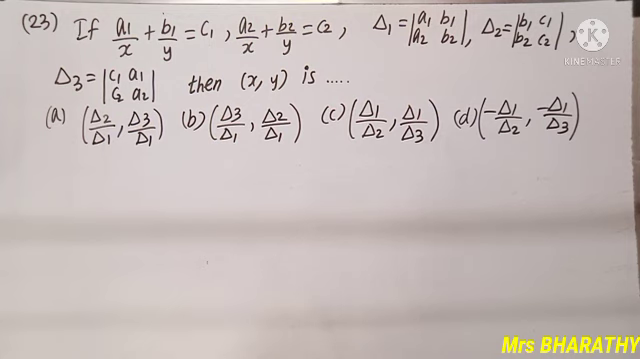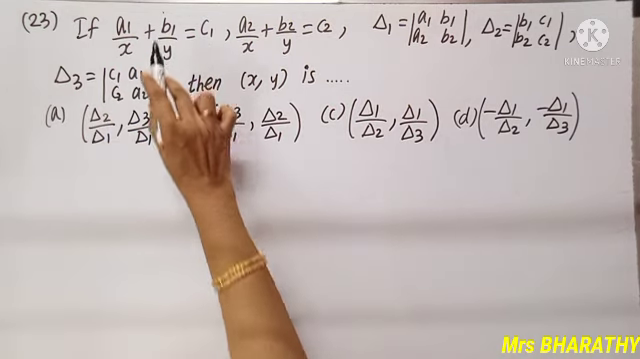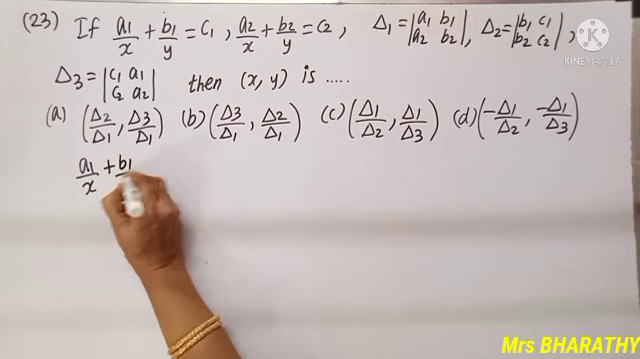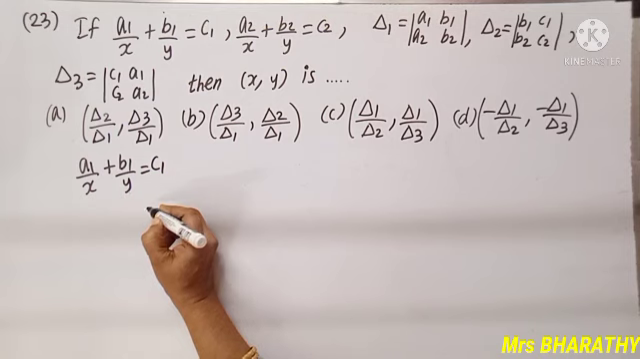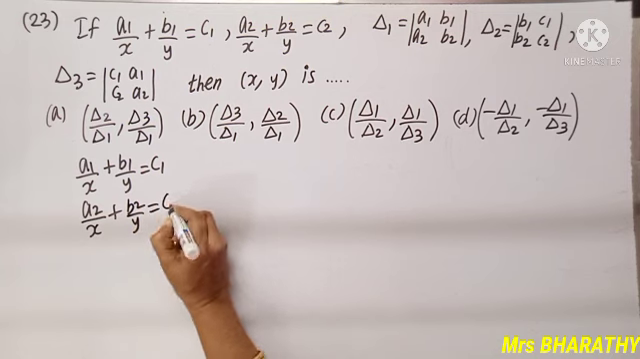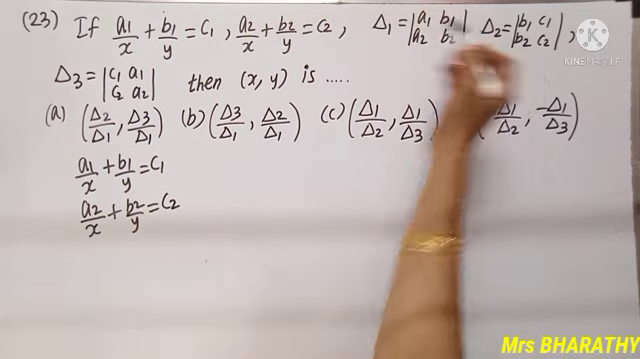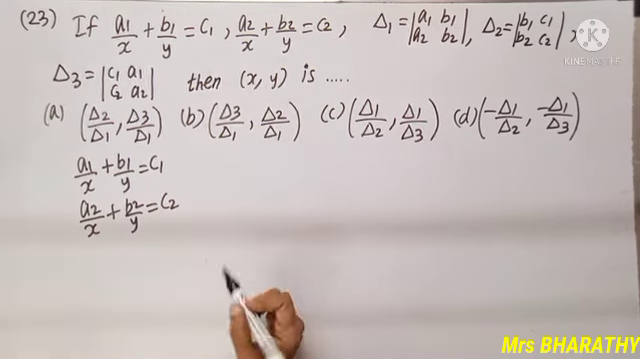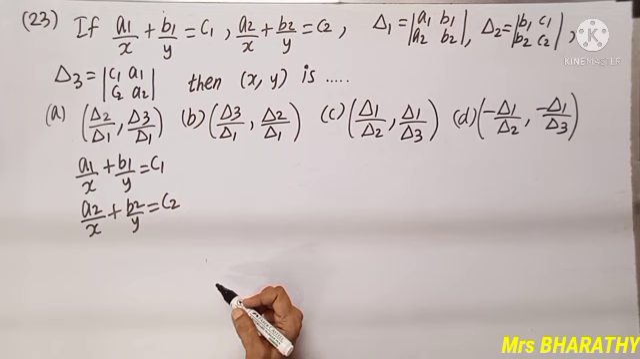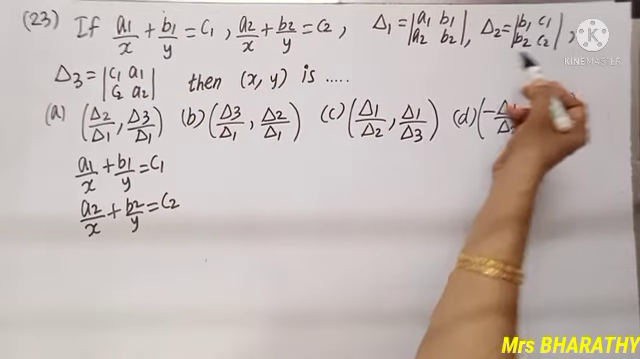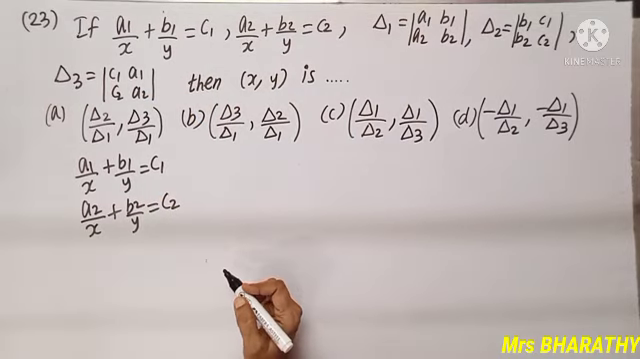Question number 23. The first equation: a1 by x plus b1 by y equals c1. Second equation: a2 by x plus b2 by y equals c2. Given del 1, del 2, del 3, we need to find what is x and what is y. Let us try to apply Cramer's rule, because del 1, del 2, del 3 are all determinants. We shall find the solution using Cramer's rule.